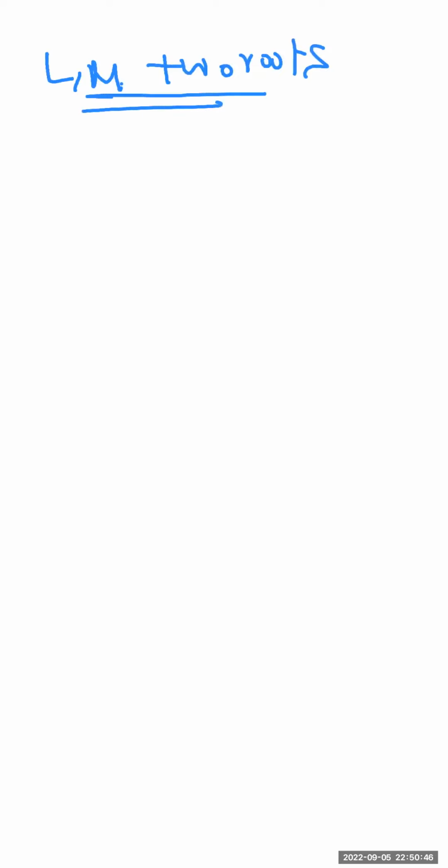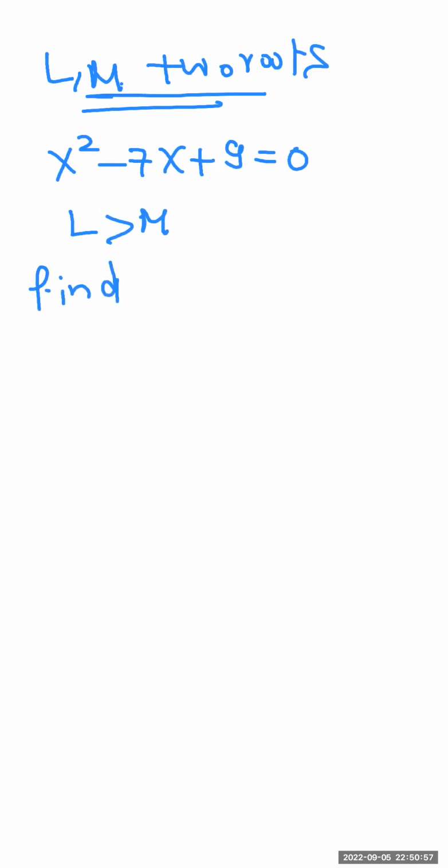Okay, guys? Okay, let's solve some questions. If L and M are two roots of the equation x squared minus 7x plus 9 equals 0, L greater than M, find L squared plus M squared.